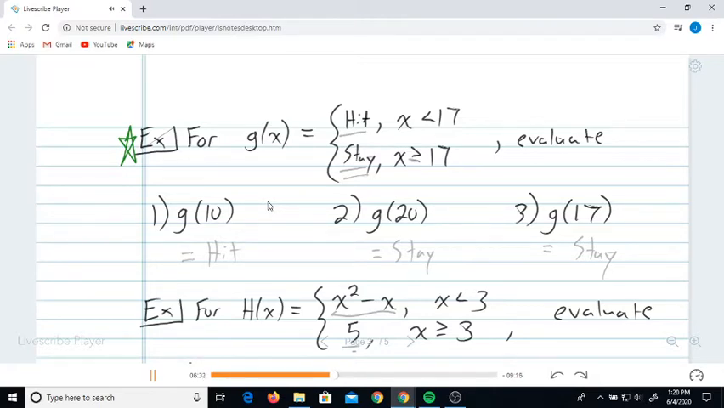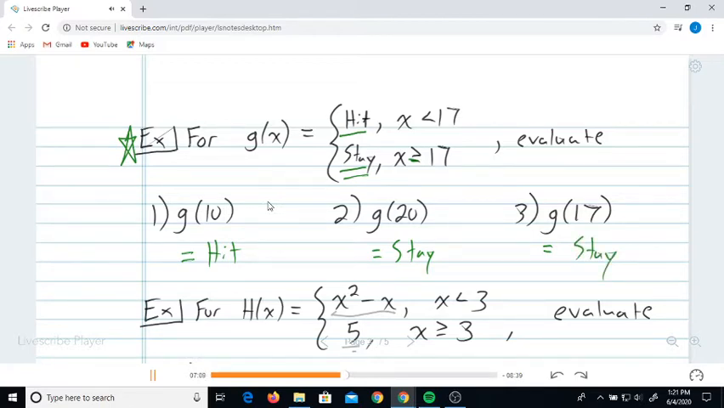So remember, I can only have one output. It's either hit or stay. You can't have both. So we use hit if it's below 17. We use stay if it's above 17. The input is below 17, which means hit. G at 20, we're going to have an output of stay because the input is bigger than 17. Now here we need to be very careful on number 3. Note the little or equal to right there next to stay, so that's going to be the output there.